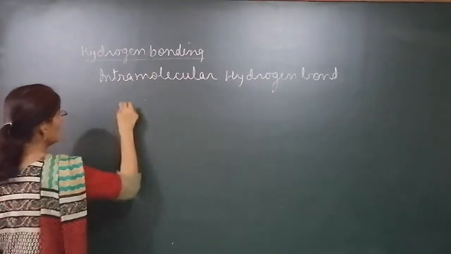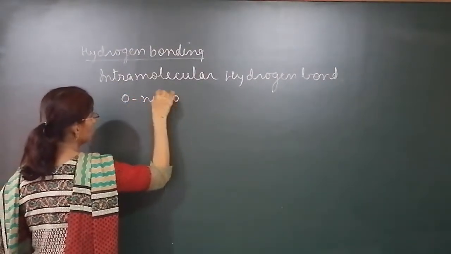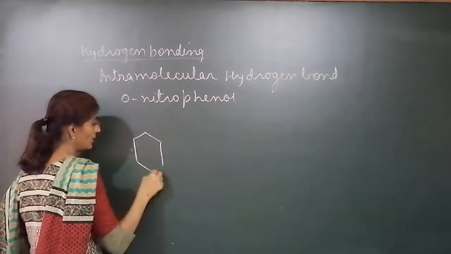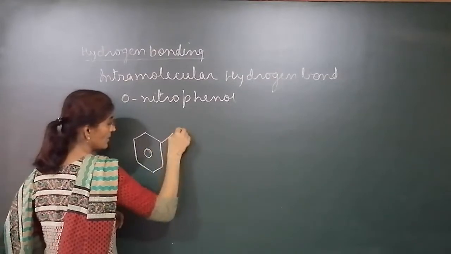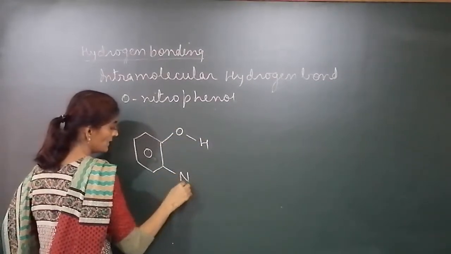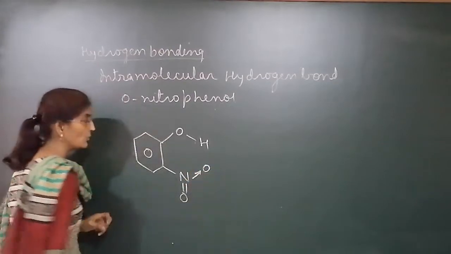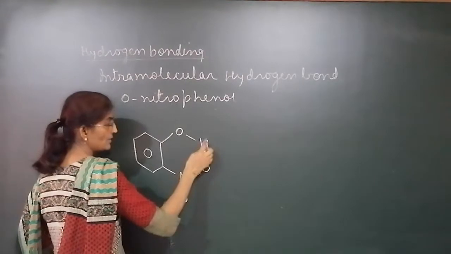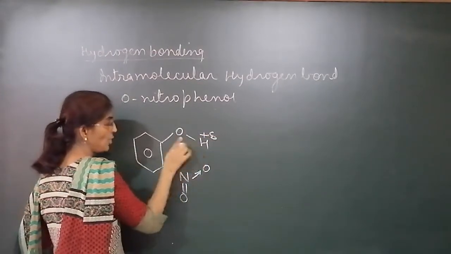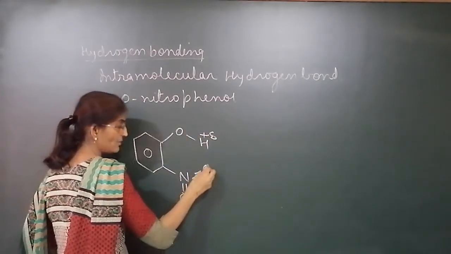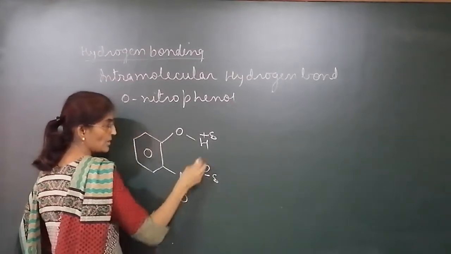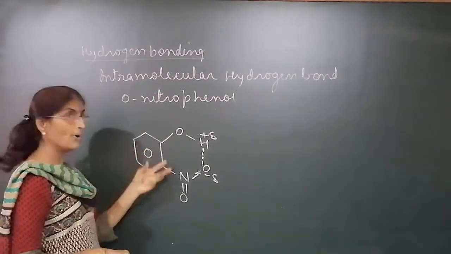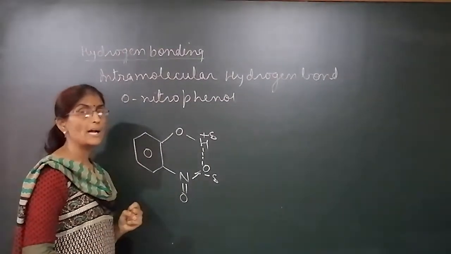See example, orthonitrophenol. This is orthonitrophenol. Benzene ring, phenol means OH, nitro means NO2. Now in this orthonitrophenol, hydrogen is partial positive because of this polar bond. This is partial negative because of this polar bond. So there is hydrogen bond between these two. This type of bond within the molecule is known as intramolecular hydrogen bonding.